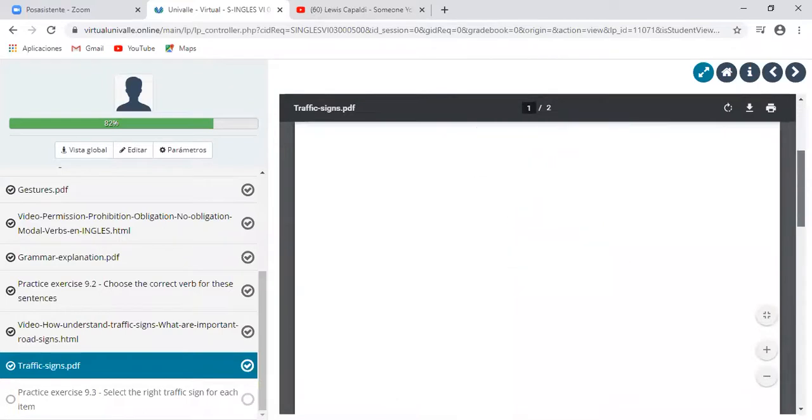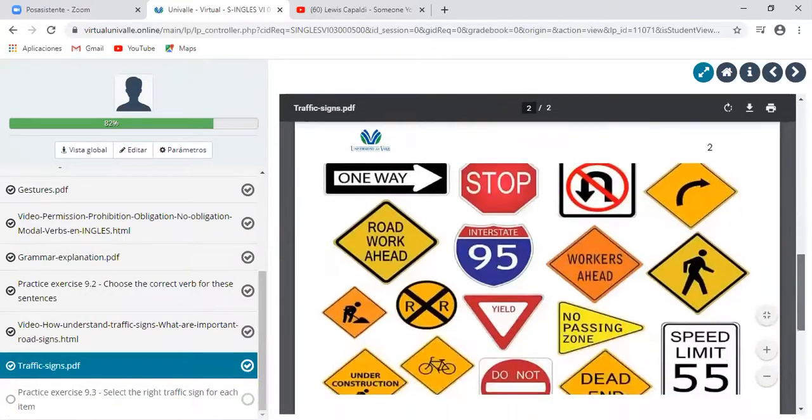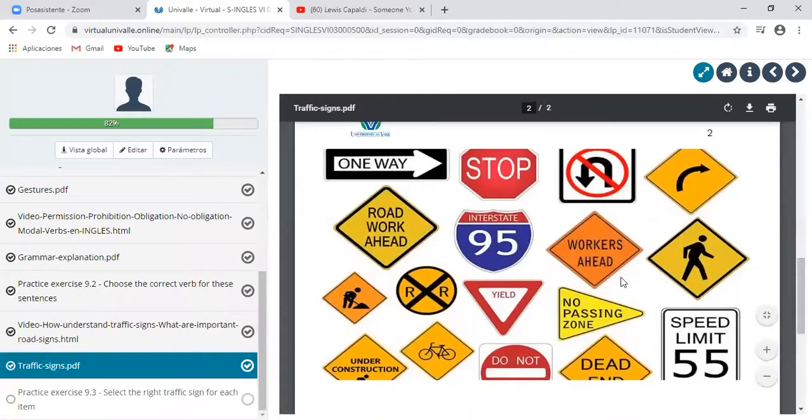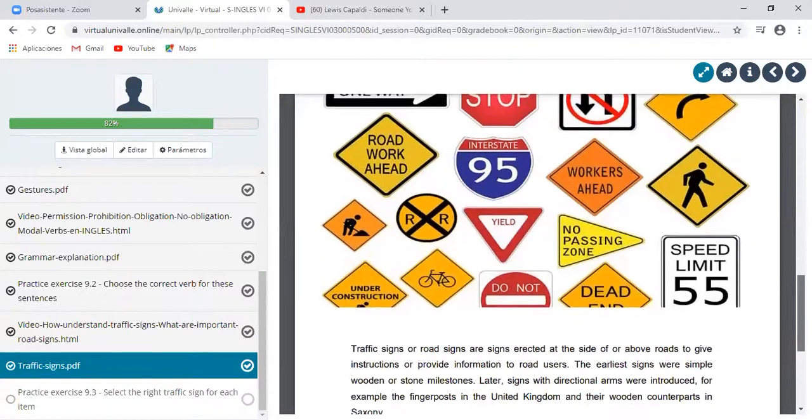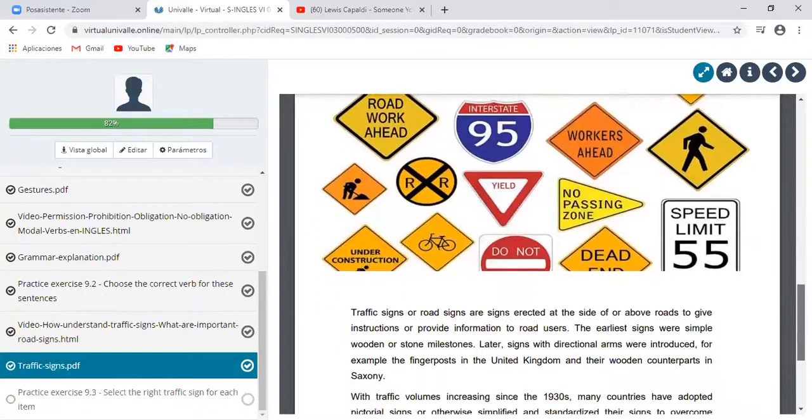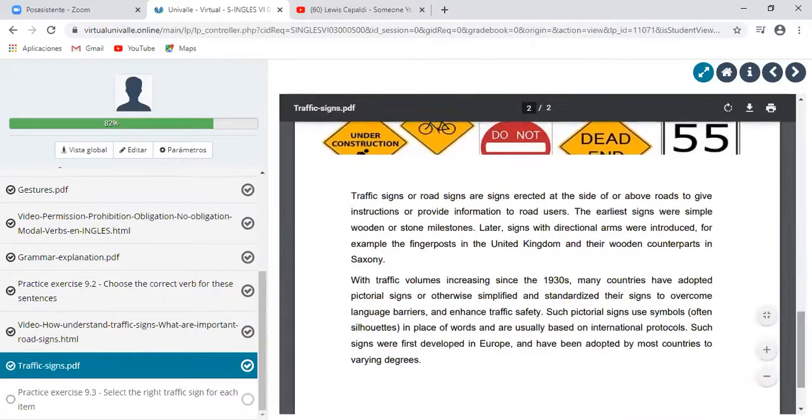Okay, so in here we have different road signs that we have in our cities and our highways and the different places that we go around. Traffic signs or road signs are signs erected at the side of or above roads to give instructions or provide information to road users.